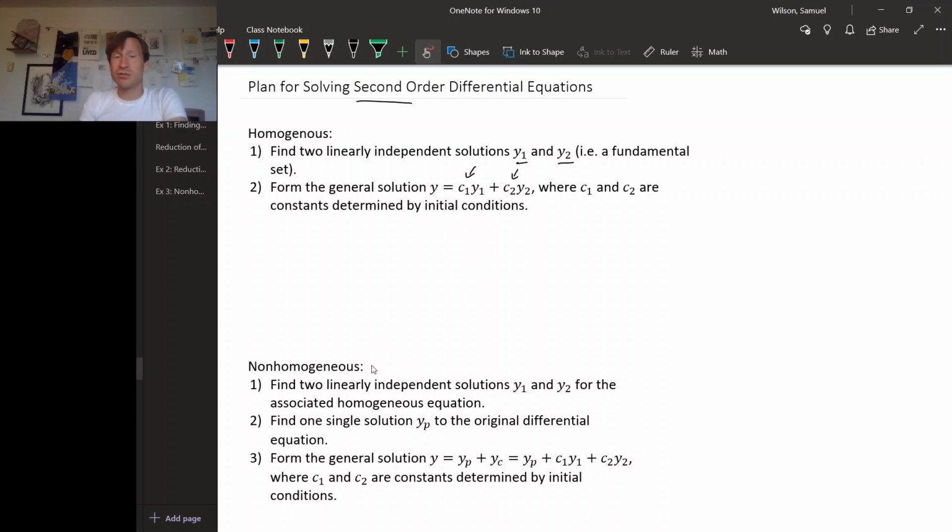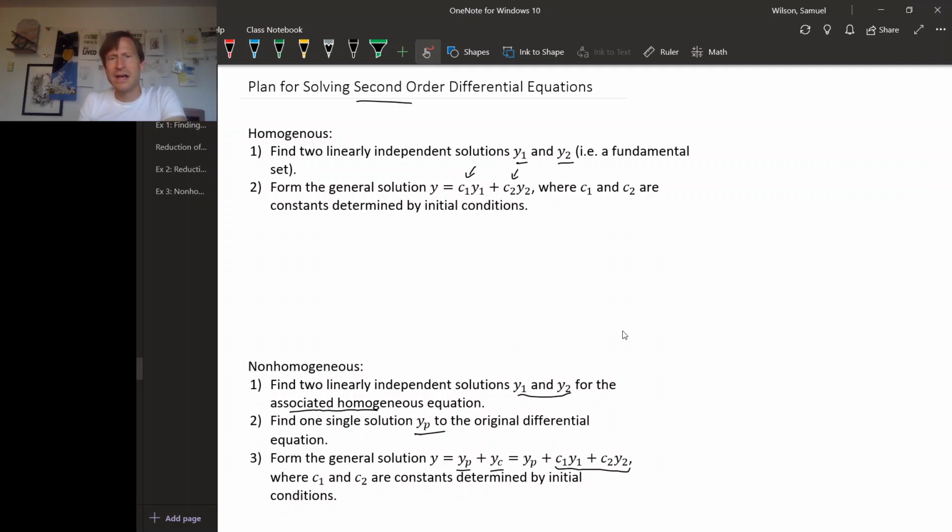For non-homogeneous equations, it's a little more complicated. We do still have to find a fundamental set of solutions, but it's a fundamental set of solutions for the associated homogeneous equation. And then also we have to find one single solution, called a particular solution, to the original non-homogeneous linear differential equation. And then we can write down the general solution, which is the particular solution plus the so-called complementary function, which is just the general solution for the associated homogeneous equation.